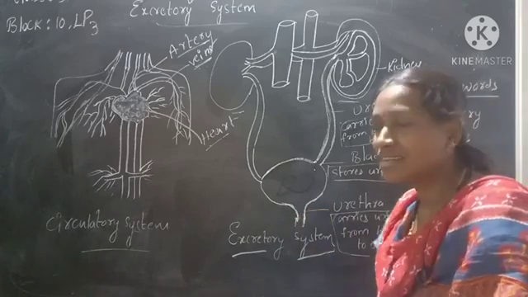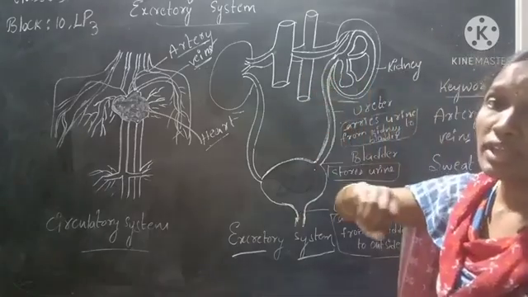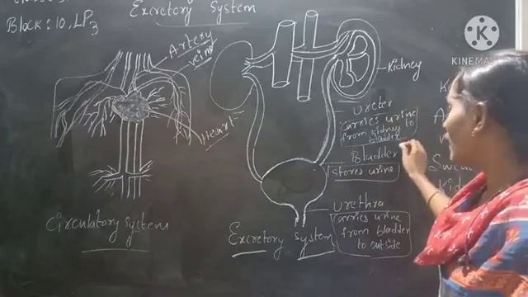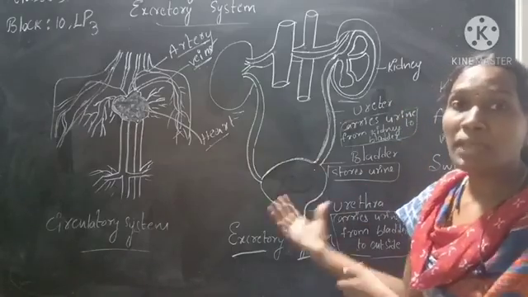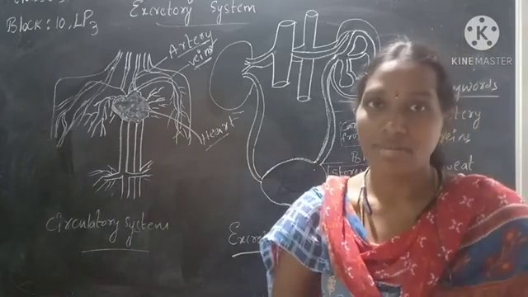This is the excretory system. Once again you can see the organs involved in our excretory system: kidneys, ureter, bladder, and urethra. These are the main organs involved in our excretory system.